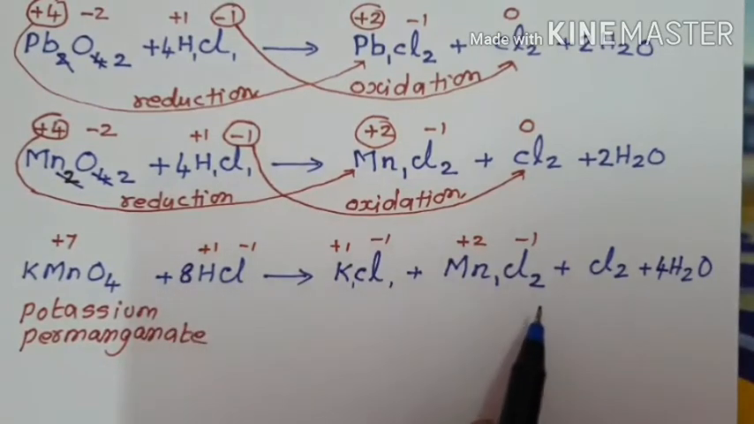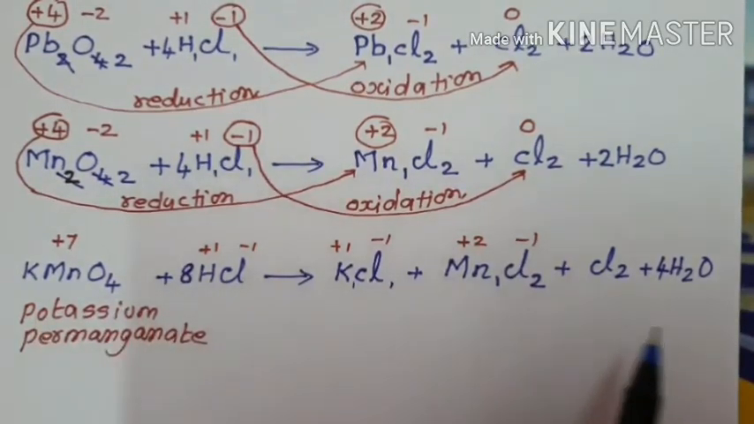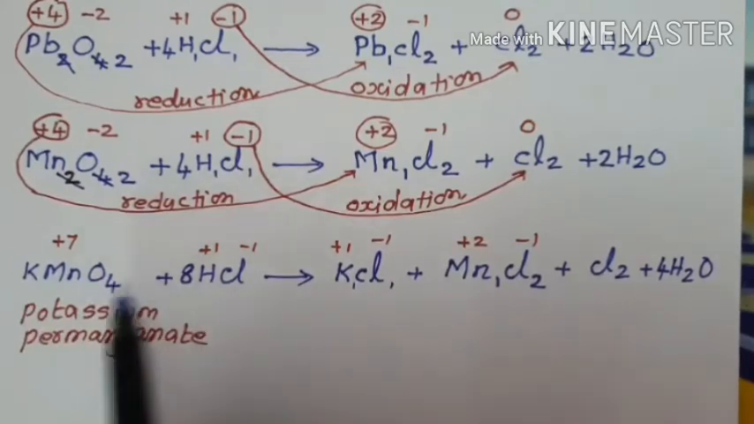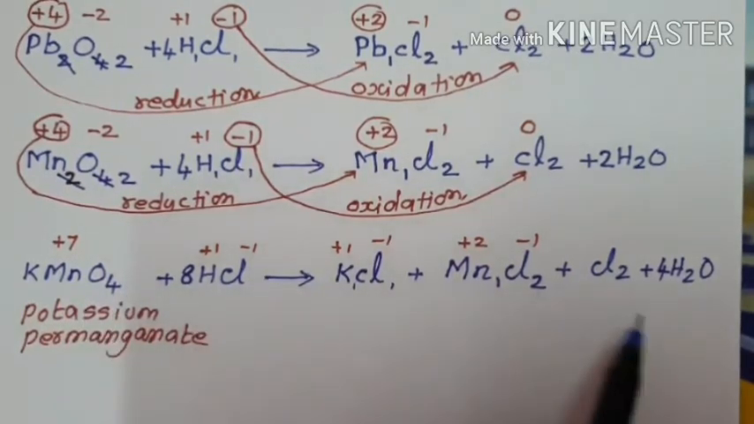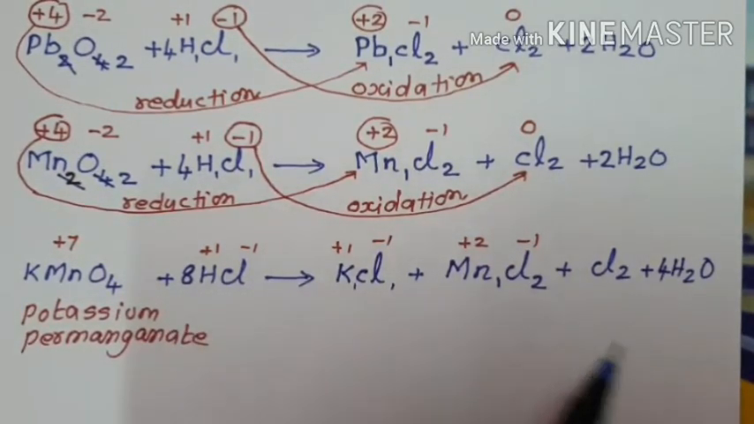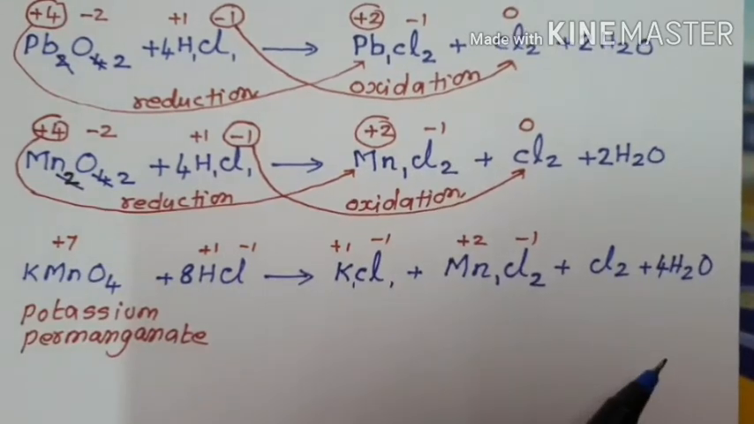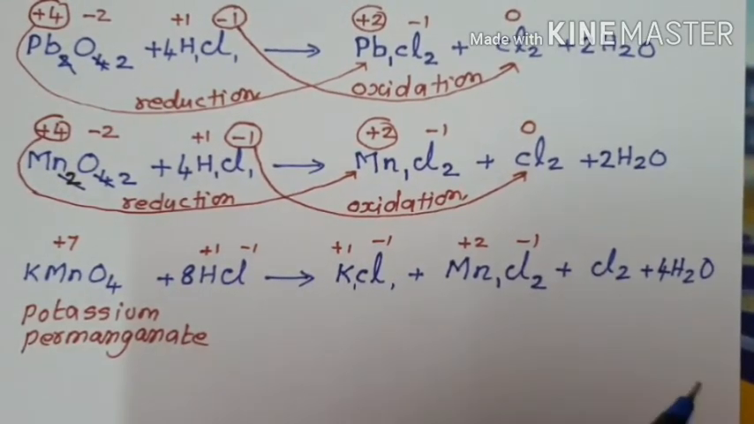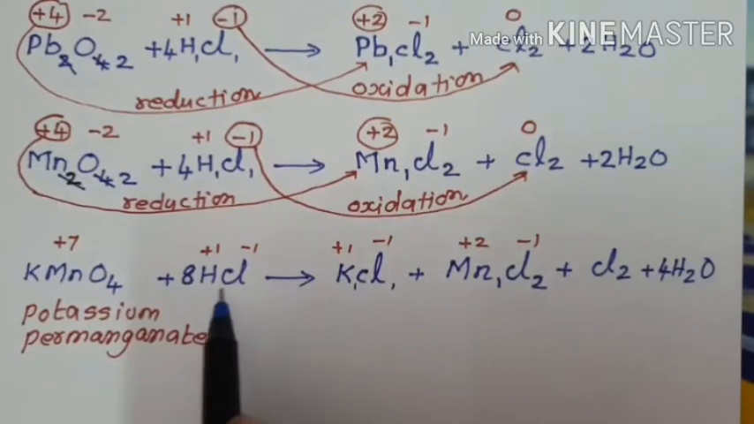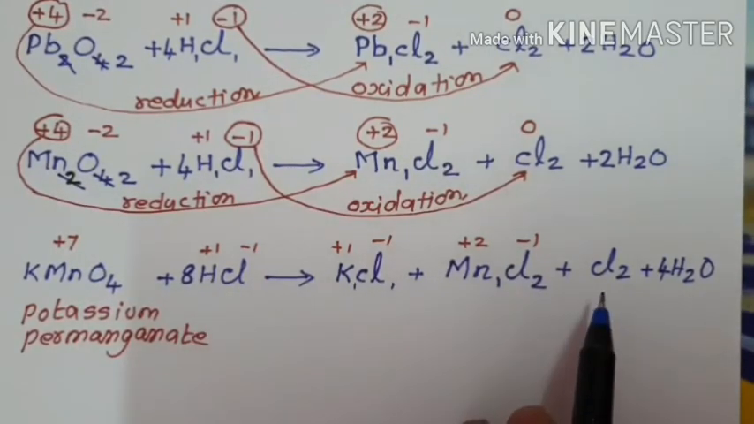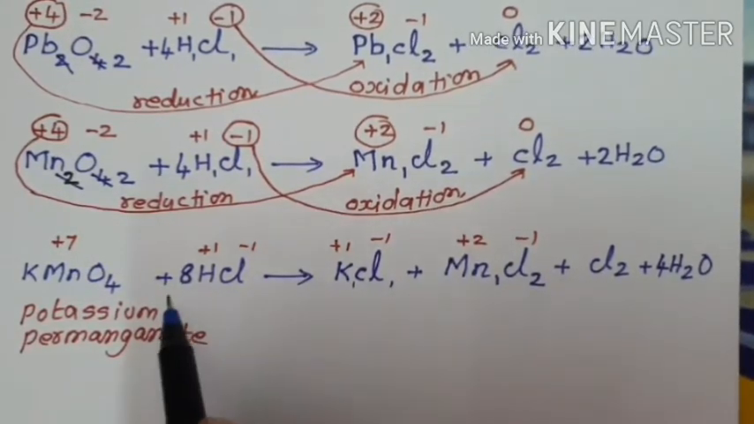So, except chlorine, other elements are balanced. Potassium, manganese, oxygen, hydrogens are balanced. Now, come to chlorine. The second step is, we have to count the chlorine atoms opposite to the molecular chlorine.